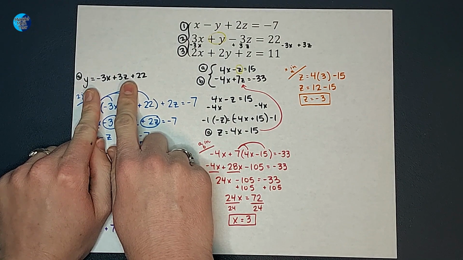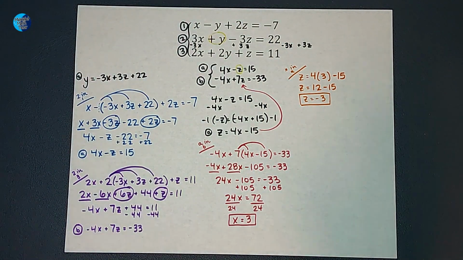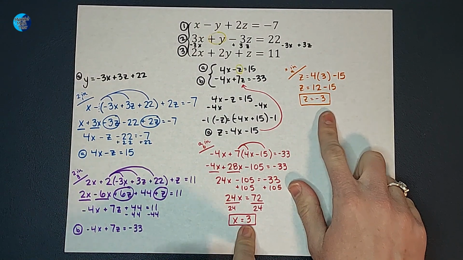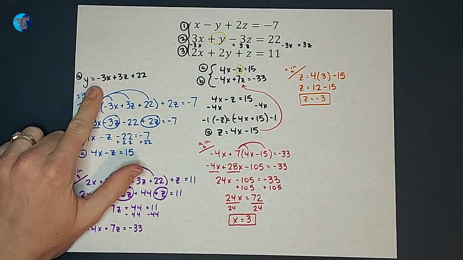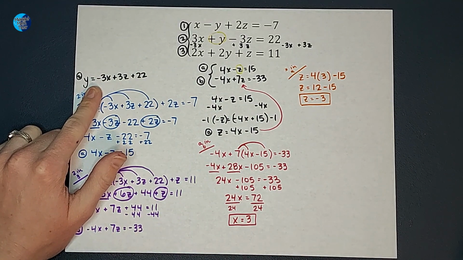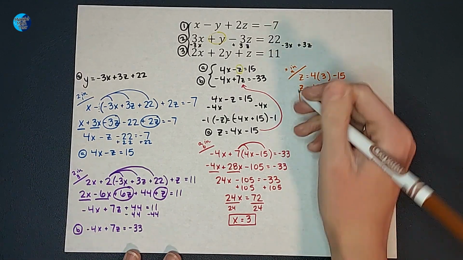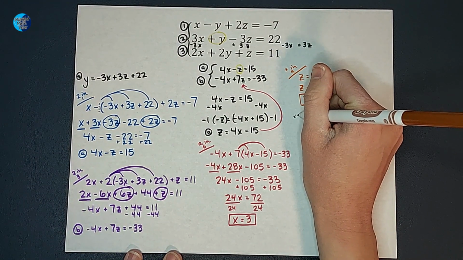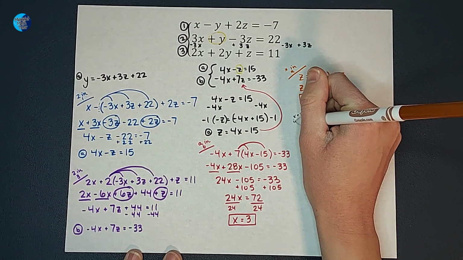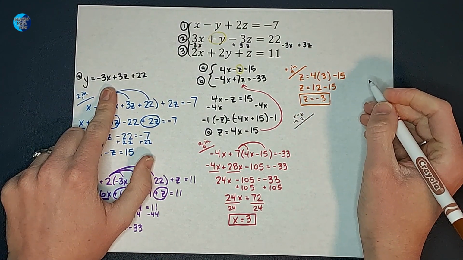I could also plug it in here because remember that's number 2 just moved around a little bit. So plug X and Z into whichever one you want. I personally am going to pick this one because, again, Y is already by itself. So what are we doing? We are plugging X and Z into number 2, right? So here we go.